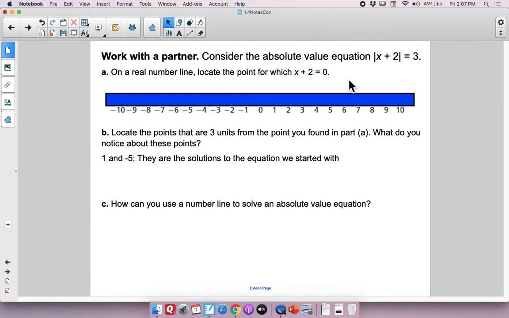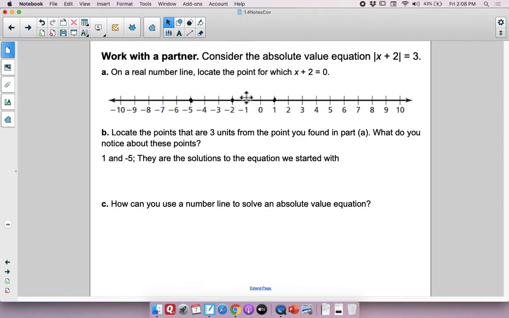All right. Another way would be using a number line. So one thing we can do is, same absolute value equation, the absolute value of x plus 2 equals 3. So on a number line, locate the point where x plus 2 equals 0. Well, what is x going to be for that? Yeah, hopefully you said it's at negative 2, right? So it's right there. B, locate the points that are 3 units from the point you just found.